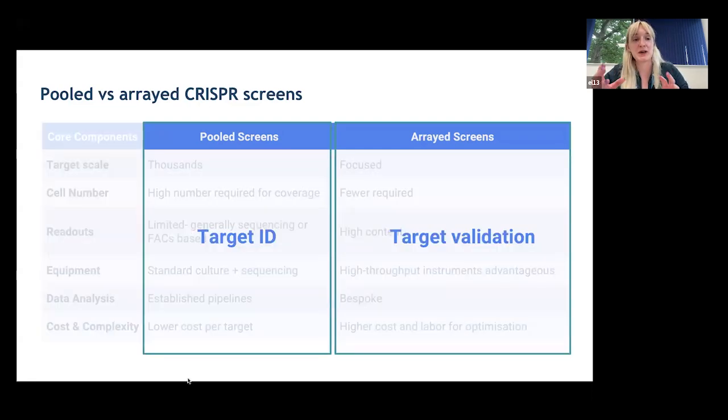What this all boils down to then is that pooled screens are very suited for target ID. So when you don't know which genes are involved in a process, these are really beneficial to identify candidate hits. And then arrayed screens are used once you've generated that list of candidates and you can introduce more specific phenotypic assays. And a key element that I haven't touched on yet that bridges these two screening approaches is how do you pick which candidates that emerge from your target ID screen to take forward for validation. And I will show an example of how we did this for Project ENCORE later on.